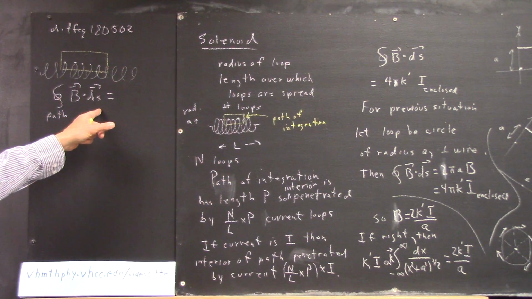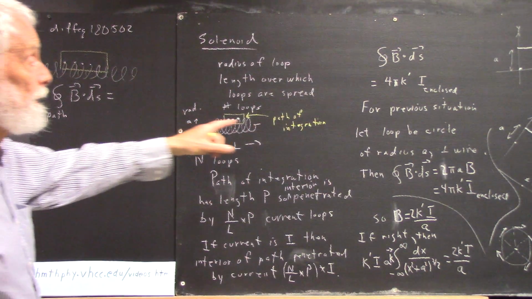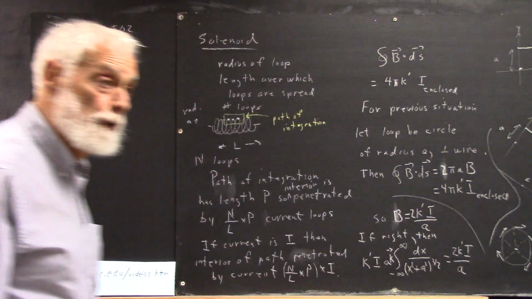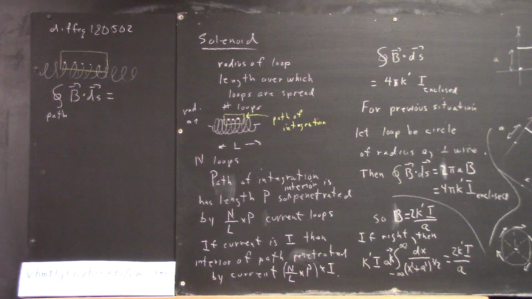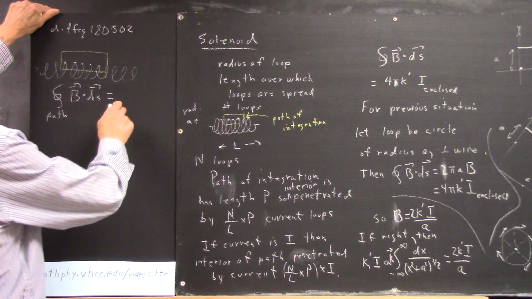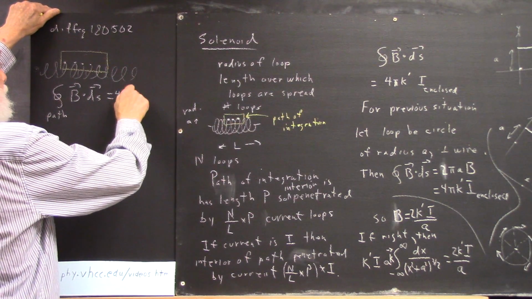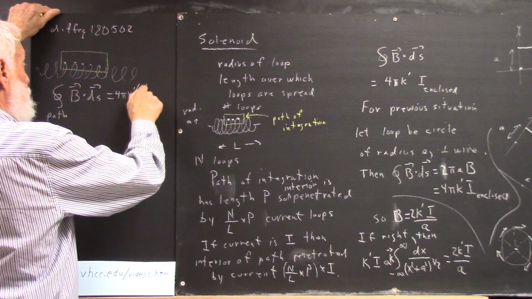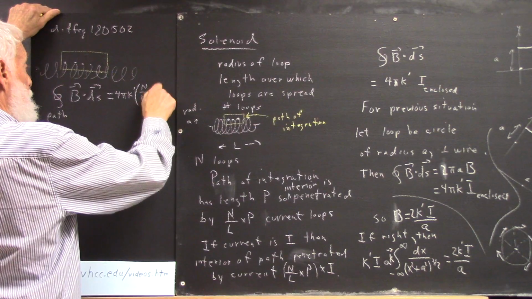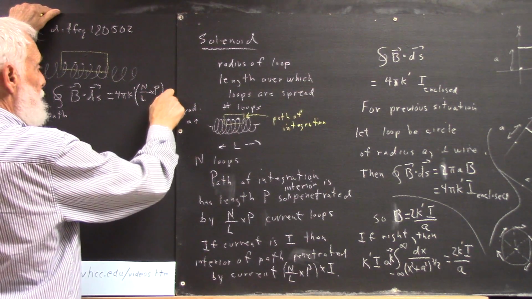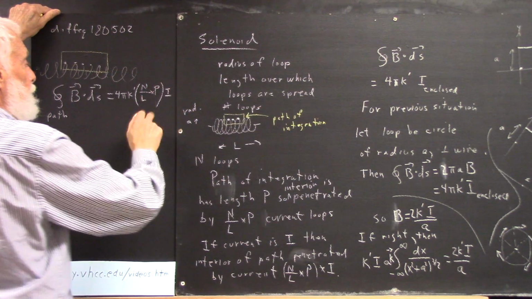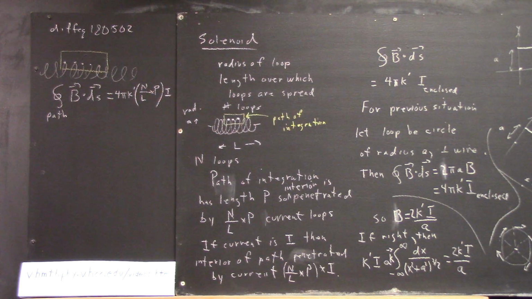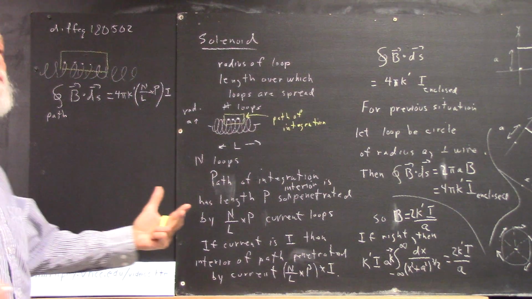The integral of B dot ds is 4 pi k prime times your enclosed current. Well, that's going to be 4 pi k prime times your enclosed current. P is the length of the path.